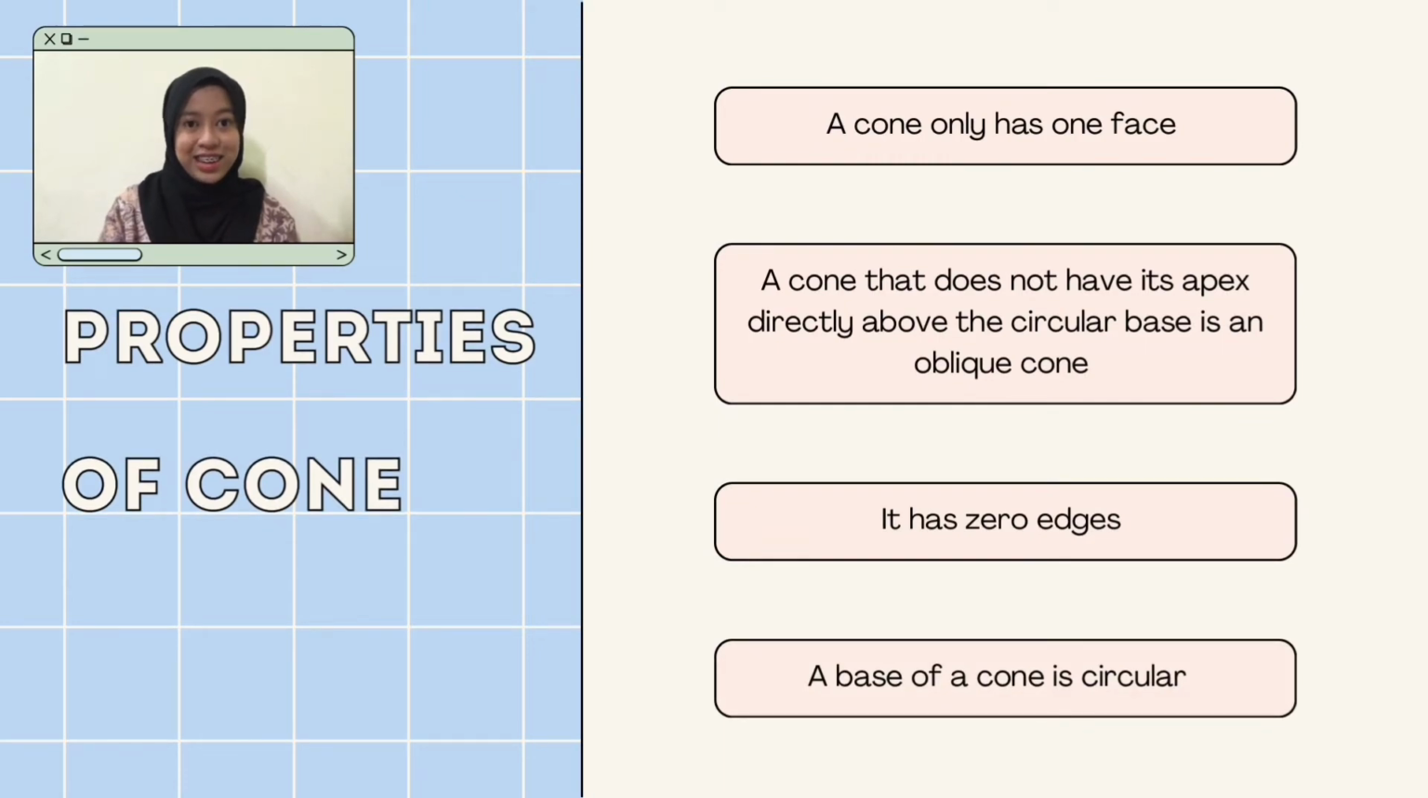Hi, my name is Adlina, and in this presentation, I'm going to talk about the properties of cones. The first one, a cone only has one face. An oblique cone is also one that does not have its apex directly above the circular base. Next, it has 0 edges. And lastly, the base of a cone is circular.